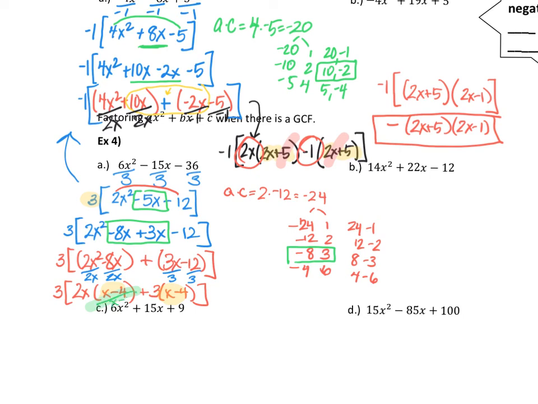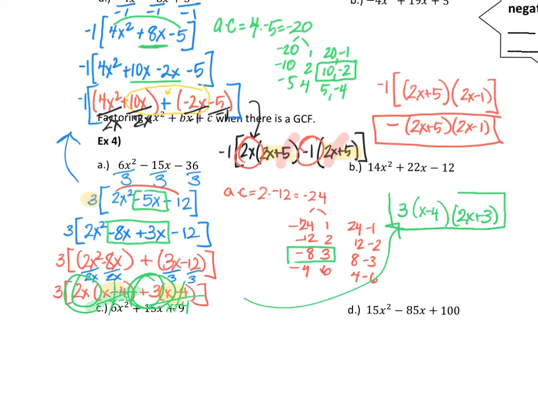I divide this by x minus 4, divide this by x minus 4, so this is out in front. I'm going way over here. And then I'm left with the 2x plus 3. Now remember, on the outside, I am still left with that original GCF of 3. Okay, so this is just using grouping when you're working with the A value greater than 1.